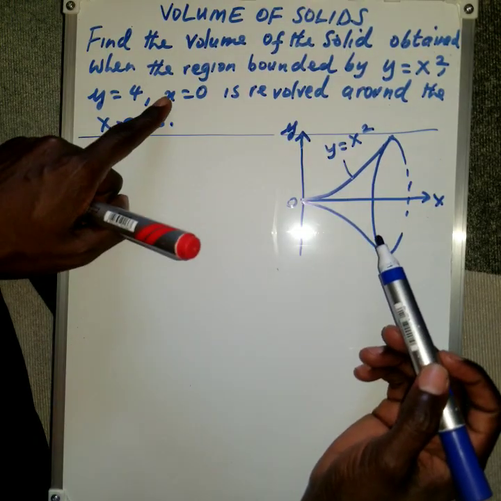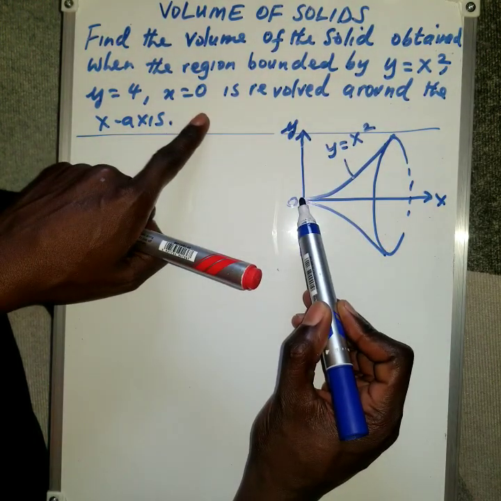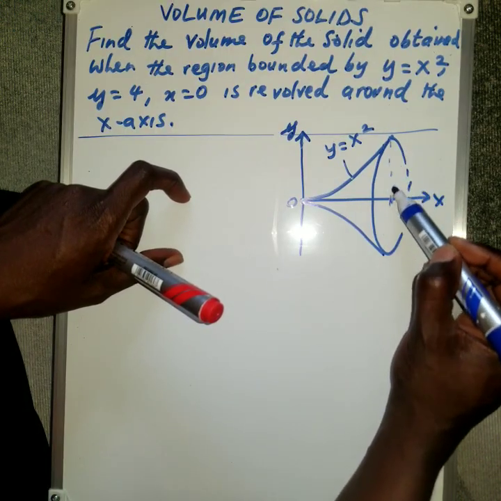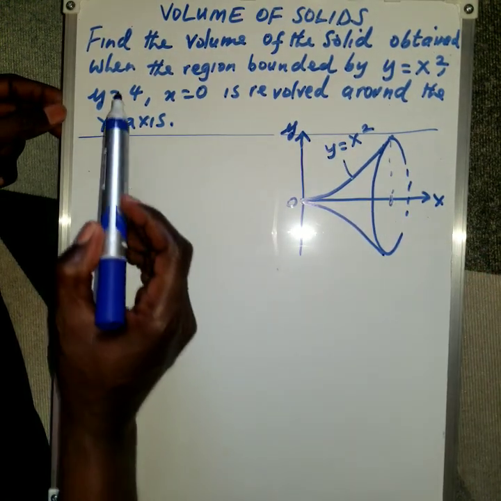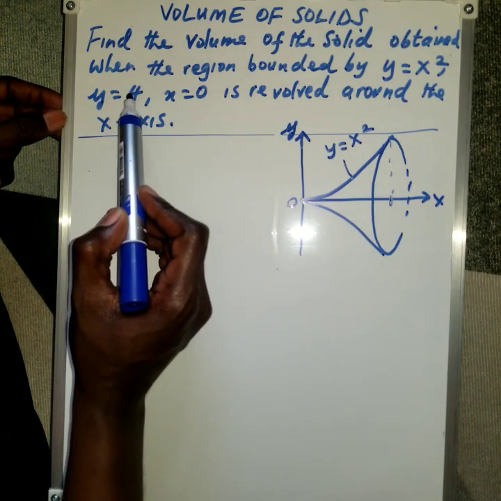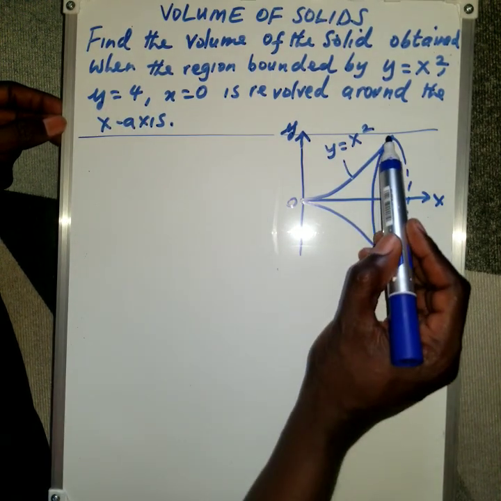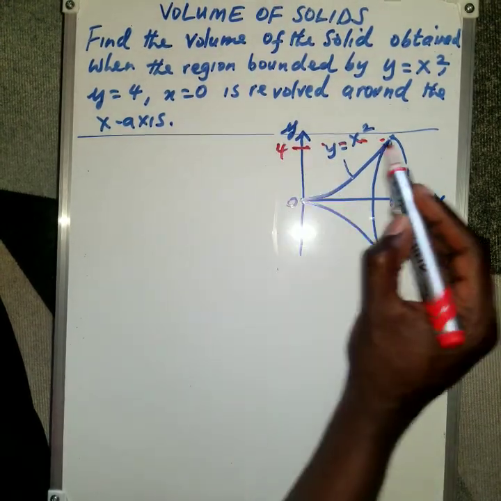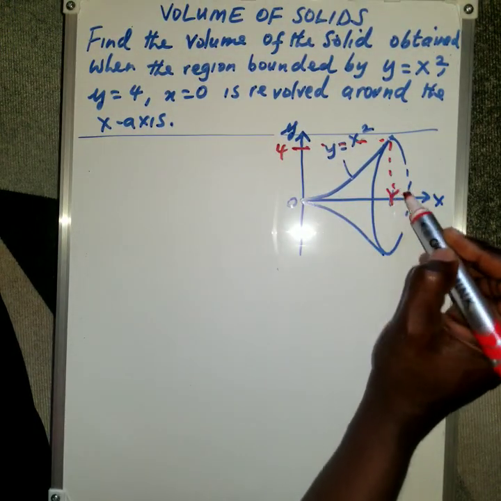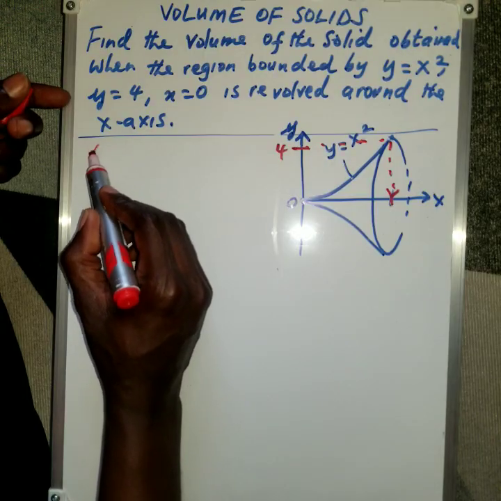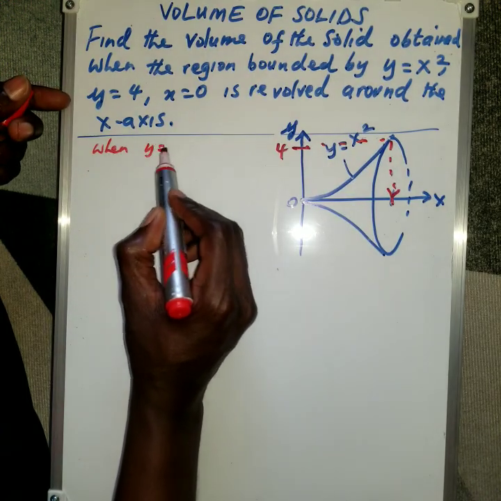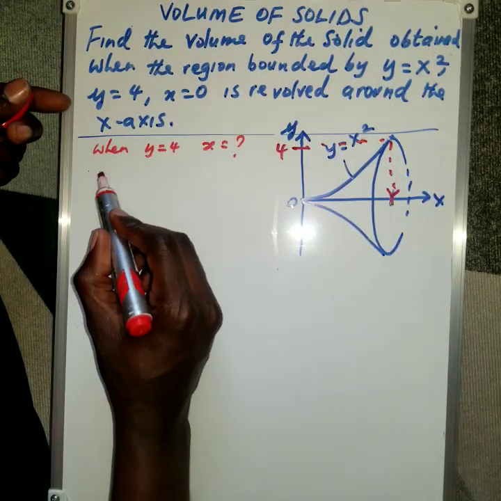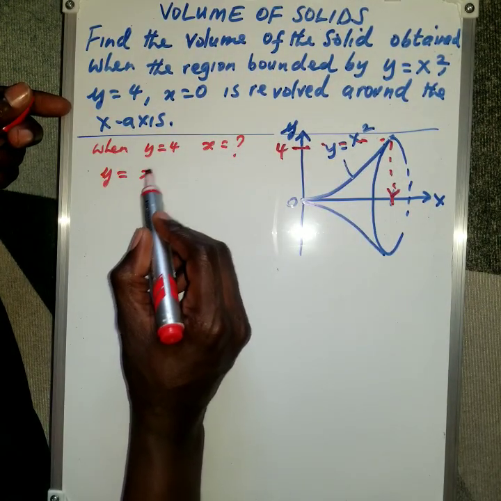Now you notice they have told you when x is equal to 0, meaning that is at the origin. But we also need to know the value at that far end point. Now you have been told that y is equal to 4, so they have given you the value of y, so you can find the value of x. You can simply say that when y is equal to 4, what would be the value of x? You don't know, so you can use that equation, y is equal to x squared.